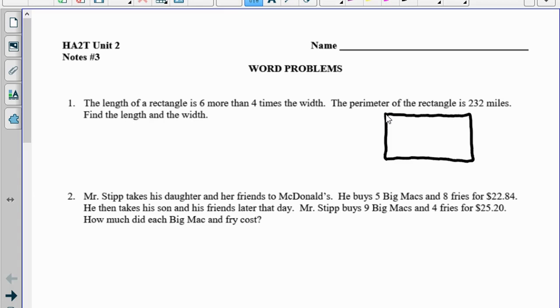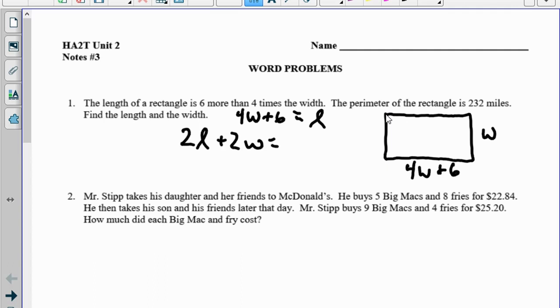Now, many times in Algebra 1, you might have done a problem like this, where you would write W over here, and you would say the length is 4W plus 6. But what's actually happening and what we're really doing is we're setting up a system of equations where we have the width times 4 plus 6 equals the length. And then we also have this perimeter, so 2L plus 2W equals 232. And we're setting up a situation where we make a substitution into a system of equations.